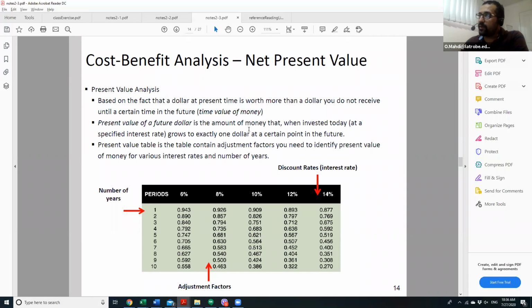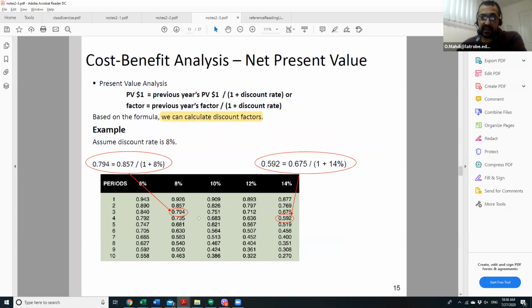Time value of money. The present value of a future dollar is the amount of money that, when invested today, grows to exactly $1 at a certain point in the future. It represents a number of years, based on discount or interest rates. Then we will calculate the net present value based on these factors.